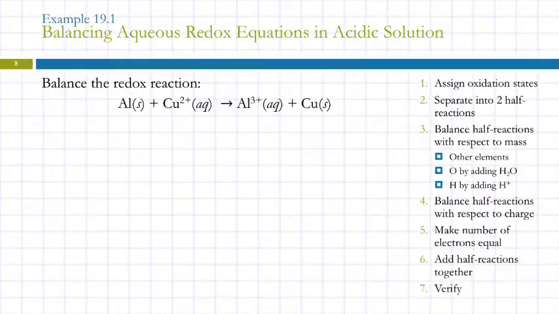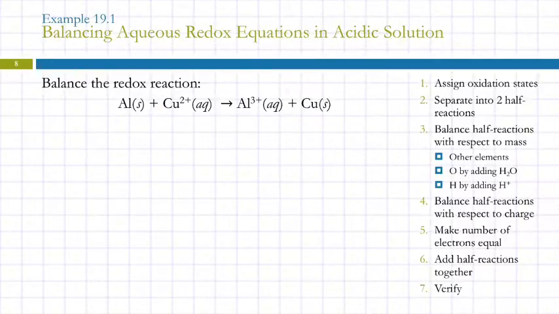Let's do an example. So here I've got the question. Here we're supposed to balance this, and here is a short version of the steps so that we can refer to these. We're supposed to balance this redox reaction. Now you might look at that and say, well, it's already balanced. 1 aluminum, 1 aluminum, 1 copper, 1 copper.